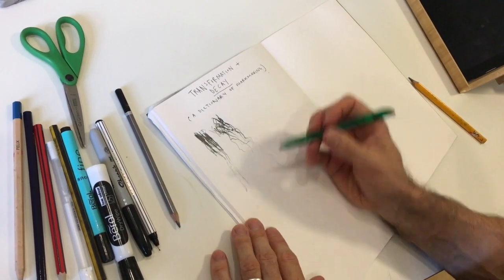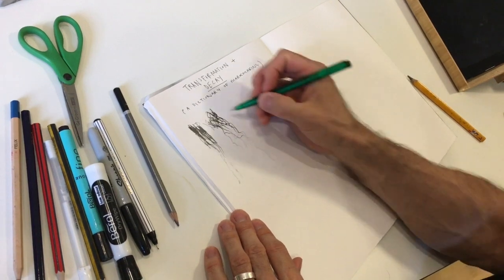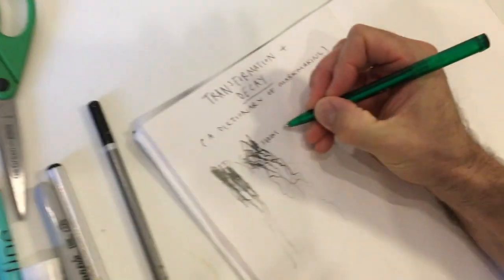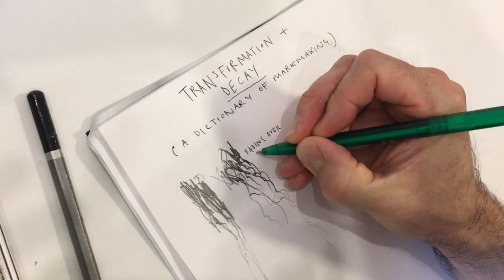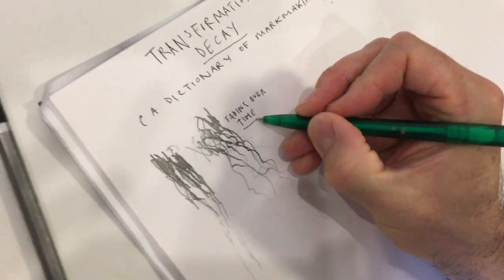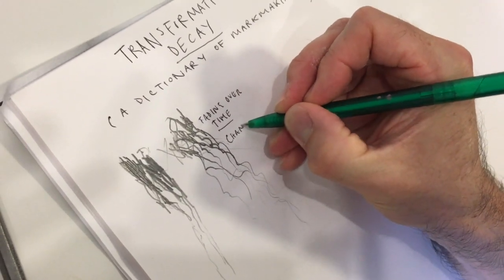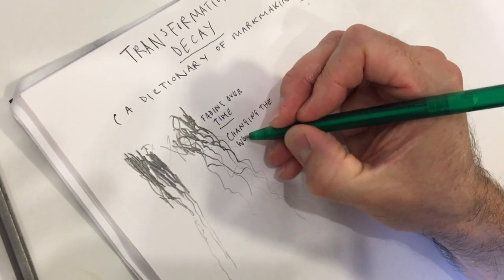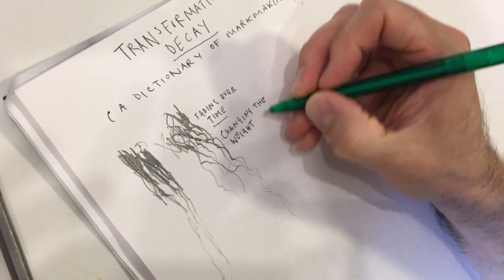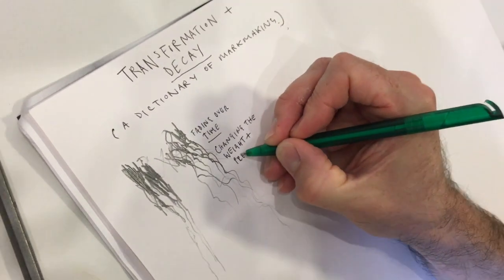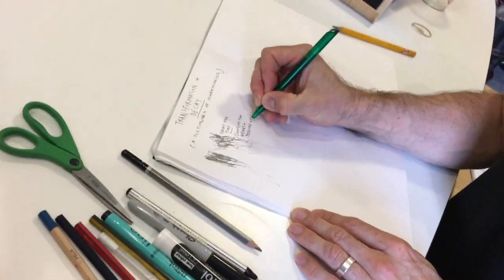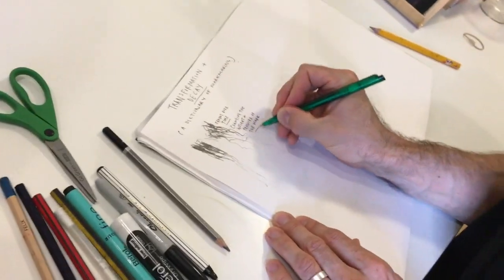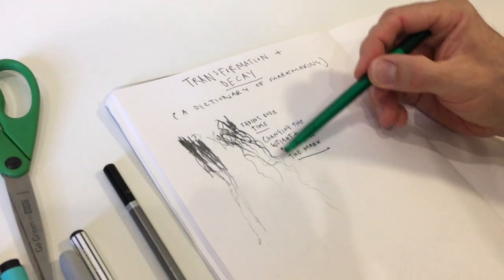To go with those little mark experiments, I'm going to put some notes on here as well. I'm going to put fading over time. Okay, I'm going to put changing the weight and pressure of the mark.